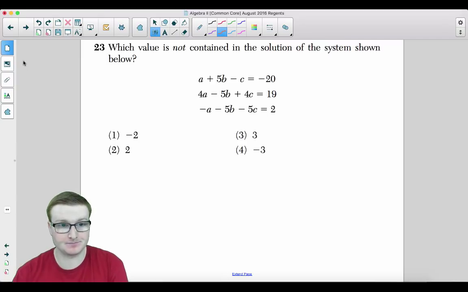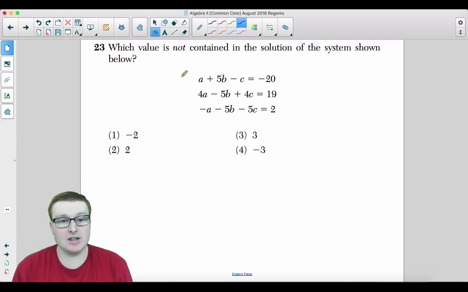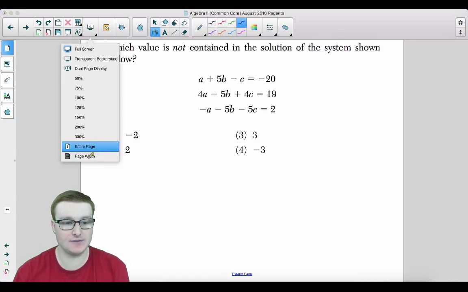What else? Number 23. I'm going to show you 2 ways to do this question. One algebraically, the other one graphically. So here we go. Which value is not contained in the solution of the system shown below? Now, teachers might teach this differently.